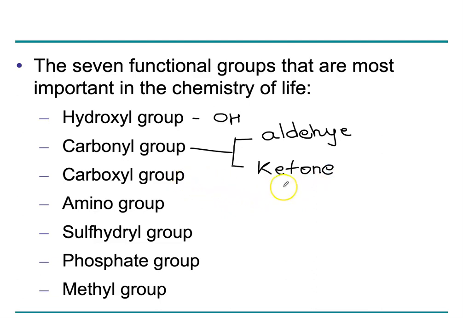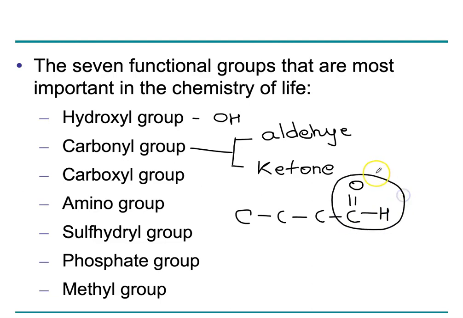The next one is an aldehyde. If I have, let's say, a 3 carbon chain, how do I recognize an aldehyde from a ketone? If the double bond for oxygen is terminal, it is an aldehyde. If it is non-terminal, then it is a ketone.